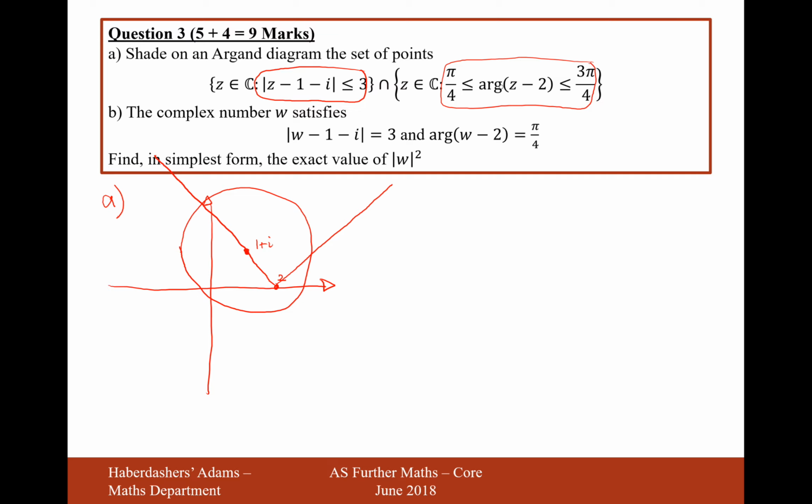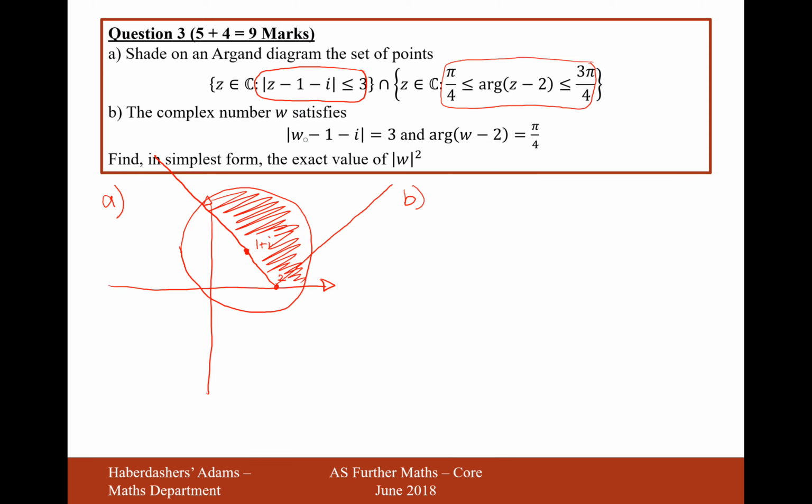And it's the intersection of these two. The first one is inside the circle, the second definition of the locus is in between the two arguments, so it's going to be this section here that defines the intersection of both those loci of points. So that's the answer to part A, that's worth 5 marks. Let's now move on to part B.